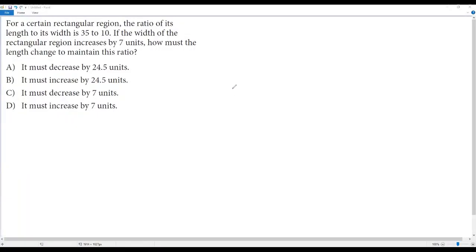Here we have an SAT math question. Okay, let's go through the information. For a certain rectangular region, the ratio of its length to its width is 35 to 10. If the width of the rectangular region increases by 7 units, how must the length change to maintain this ratio?